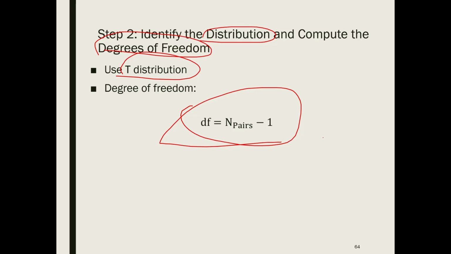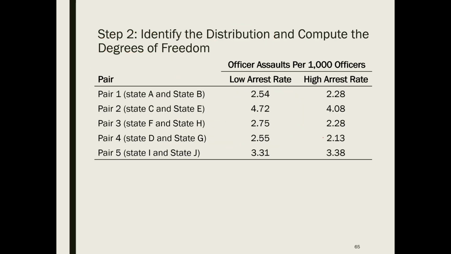The degree of freedom in a matched group t-test or dependent sample t-test is just the number of pairs minus 1. Remember, this is the number of pairs, not the number of groups. So what do we have? We have 5, right? So 5 minus 1 equals 4.